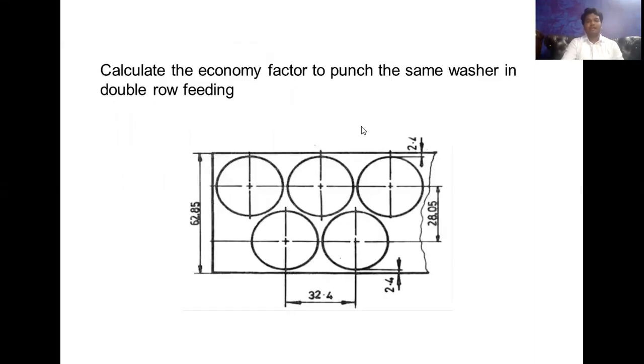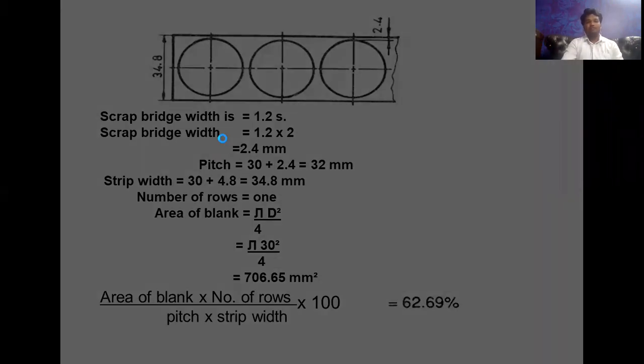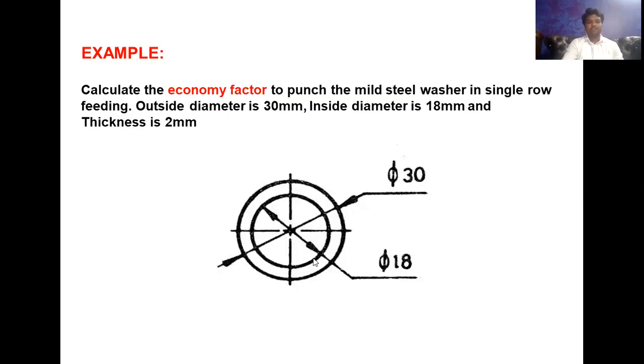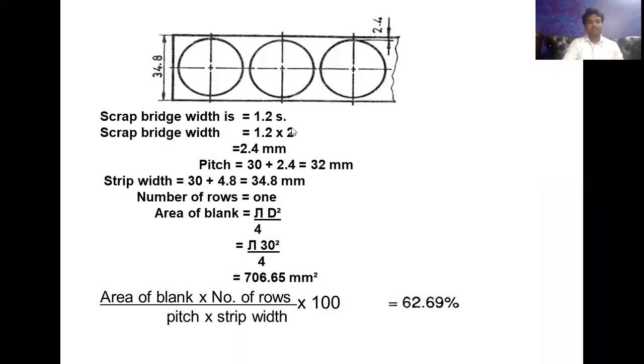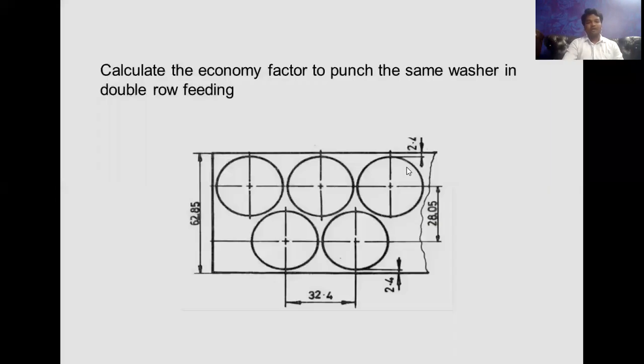Now to calculate the economy factor to punch the same washer in double row feeding. This is the same design with 30 mm diameter, 18 mm inner diameter, 2 mm thickness. Here we designed a strip layout for a single row. Now we have to design a strip layout for double row. So how do we design this double row, and how do we calculate the economy factor?